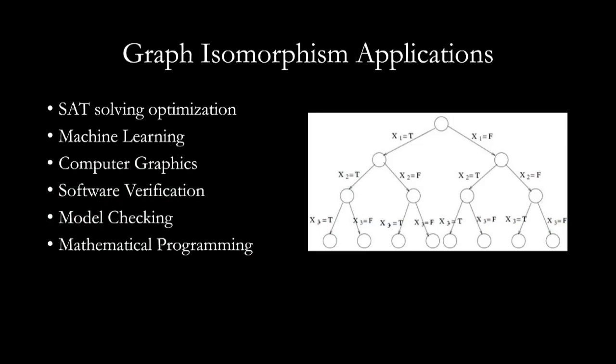We've explored the different methods for performing graph isomorphism. In practice, it is used to find symmetries of combinatorial objects, and as such it has numerous applications in miscellaneous domains. In the context of optimization, for example in SAT solving, symmetries are exploited to collapse the search space, as parts equivalent under symmetries only need to be explored once. Other application domains include machine learning, computer graphics, software verification and model checking, and mathematical programming.